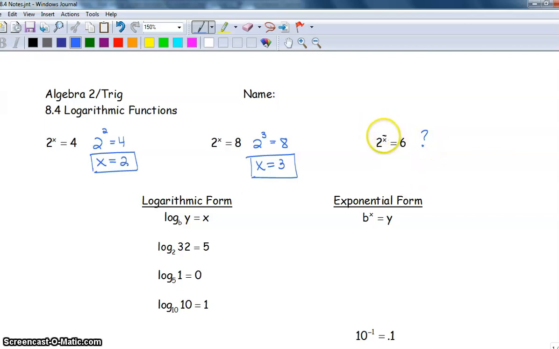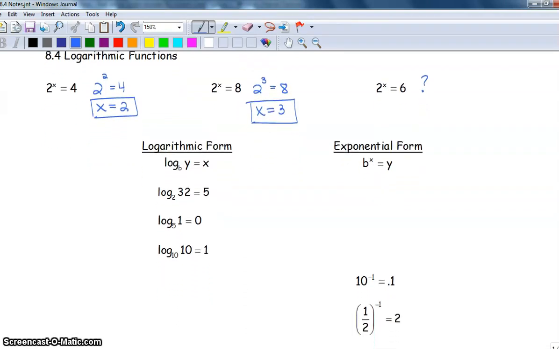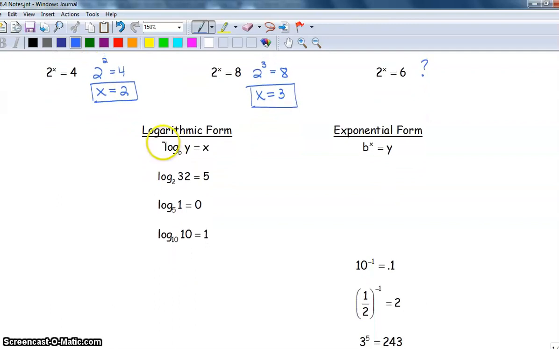So when your exponent is not an integer value, this is when we're going to use our logarithmic function. So that's the whole purpose behind logs. We have logarithmic and exponential form, and you have to know how to go in between these two forms. If I'm going from logarithmic to exponential, I look to see how these two are related. I've got log base b of y is equal to x. Over here, exponential form, I've got b raised to the x is equal to y. So I take my base b, I raise it to the x, I get y.